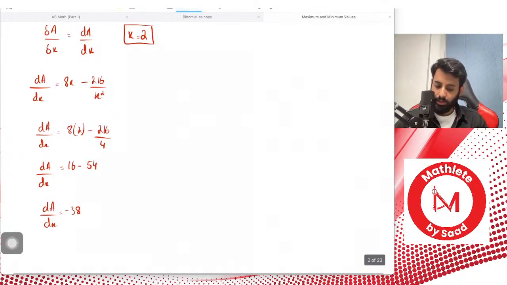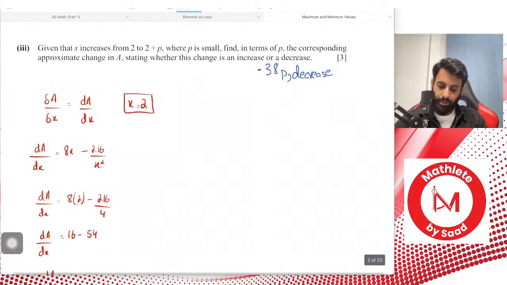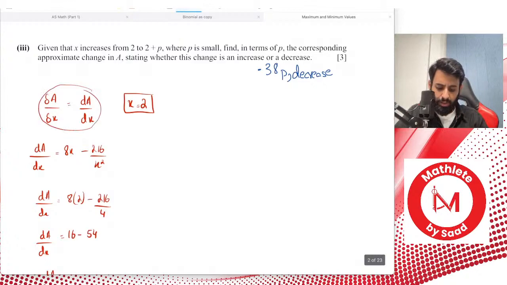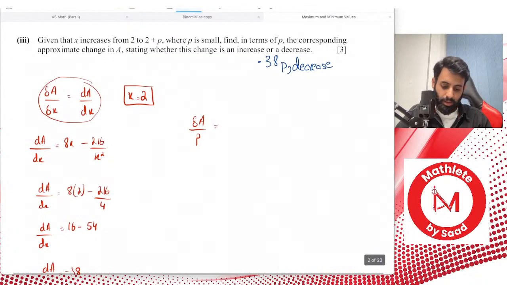Okay. Now let's go back and see what the question is asking for. The question is asking for the approximate change in A. So we have pretty much all the ingredients. We don't have the small change in A, but we have the small change in x, which is equal to P, as it's going from 2 to 2 plus P, which is equal to dA upon dx, which is equal to minus 38.